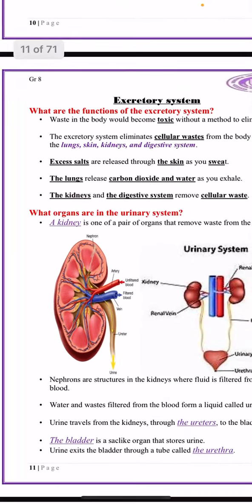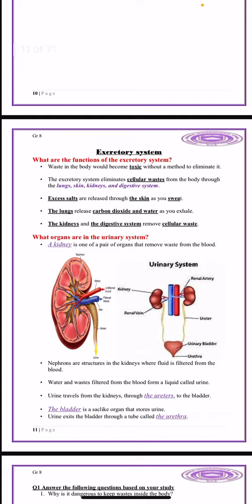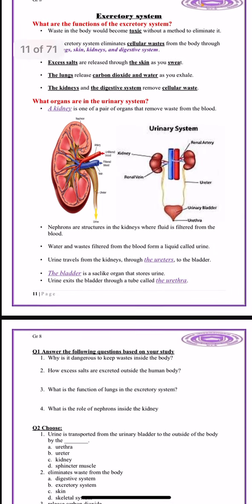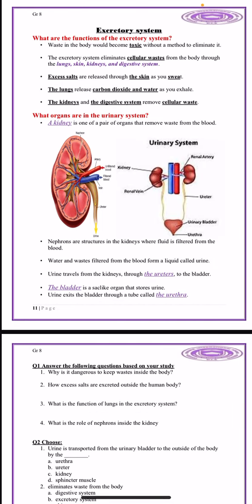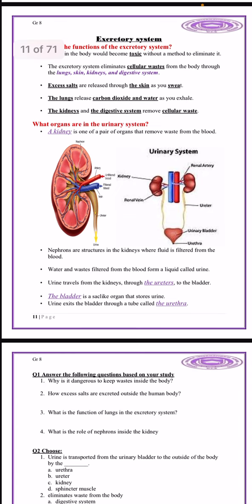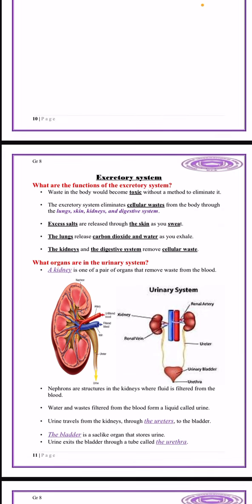So to recap again, the kidney is used to filter the blood through the nephron. That's a network-like structure inside the kidney to filter the blood. And also the urine and the waste are filtered from the blood into a liquid called urine. And this urine will travel down through the ureters and then to the bladder. And the bladder is a sac-like organ to store the urine. And then the urine will exit through a thin tube called the urethra. And this is the excretory system.